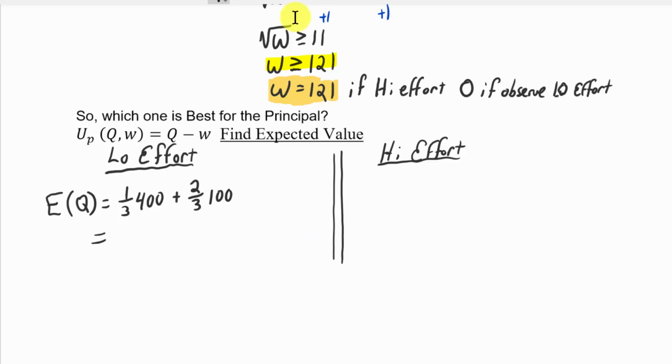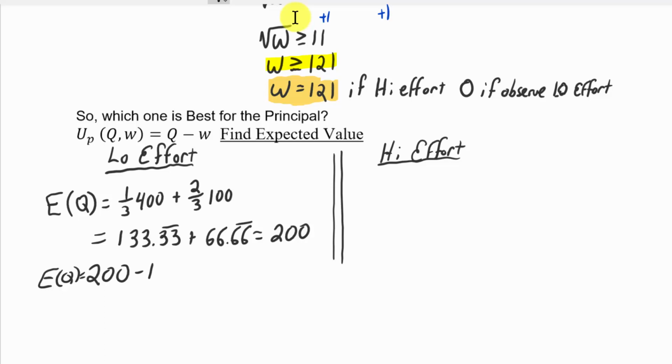So the expected value of the output, 1/3 times 400 is 133.33333, plus 2/3 of 100, 66.66666. So the expected value of the output is 200. Take that 200 in the expected value of output, subtract off the wage. We know the wage we're going to pay is $100 to get low effort, and our expected profit is 100. So that's the expected utility for the principal.